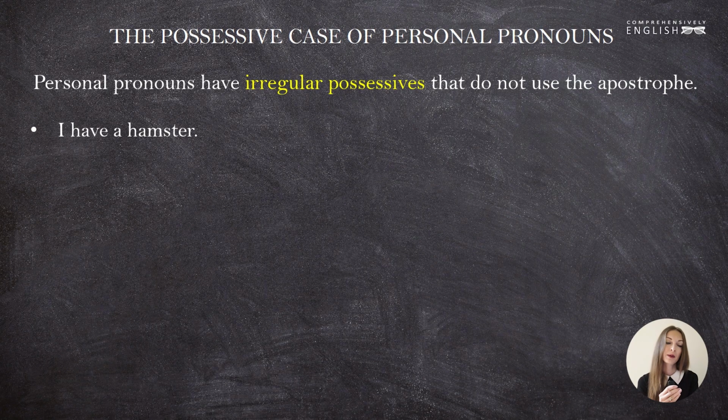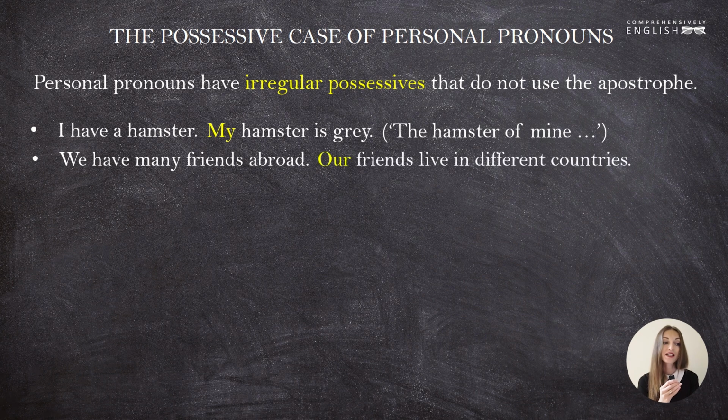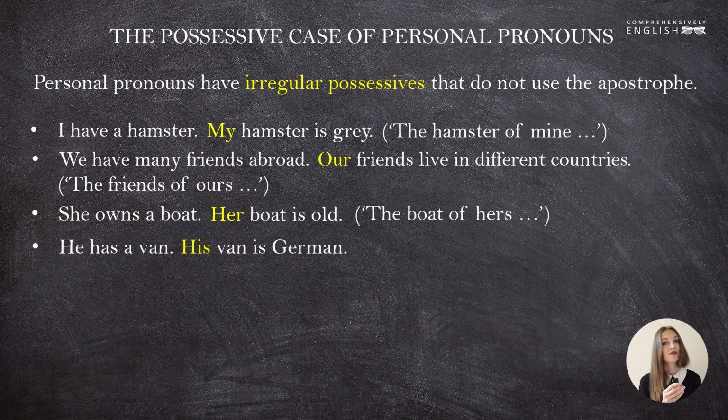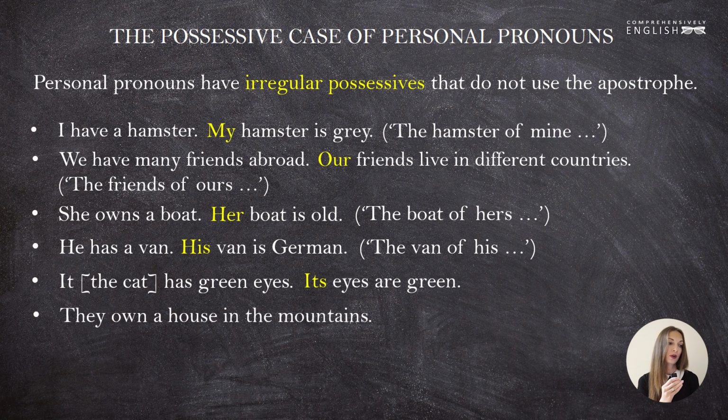We say, I have a hamster, but my hamster is gray. We don't say I's. We have a special form, my, which means the hamster of mine. We have many friends abroad. Our friends live in different countries. She owns a boat. Her boat is old. He has a van. His van is German. It, for instance, the cat, has green eyes. Its eyes are green. Though it's its, pay attention that there is no apostrophe. And they own a house in the mountains. Their house is made of wood.